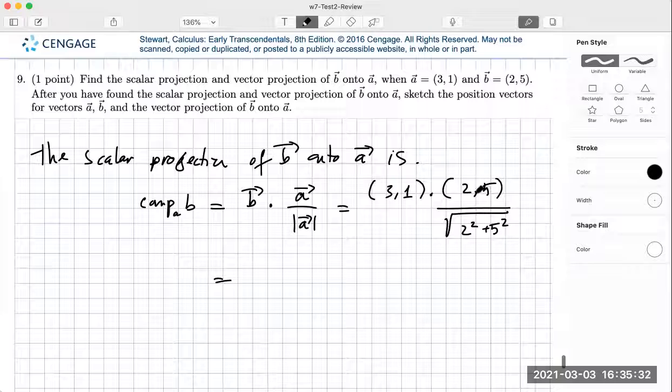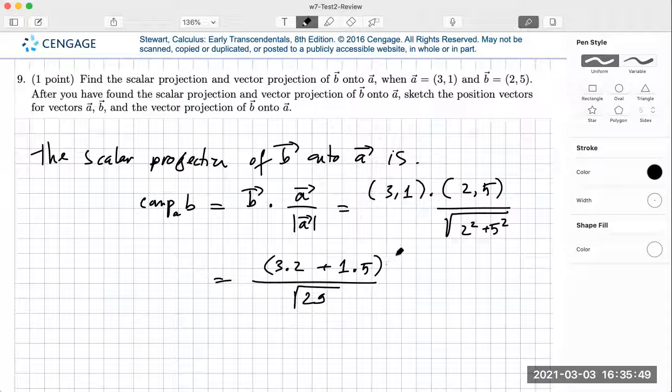And the dot product of this guy would be 3 times 2 plus 1 times 5, divided by, 4 plus 25, it would be 29. Okay, then it will be 6 plus 5, it would be 11, divided by square root of 29. This is the scalar projection of this, right?